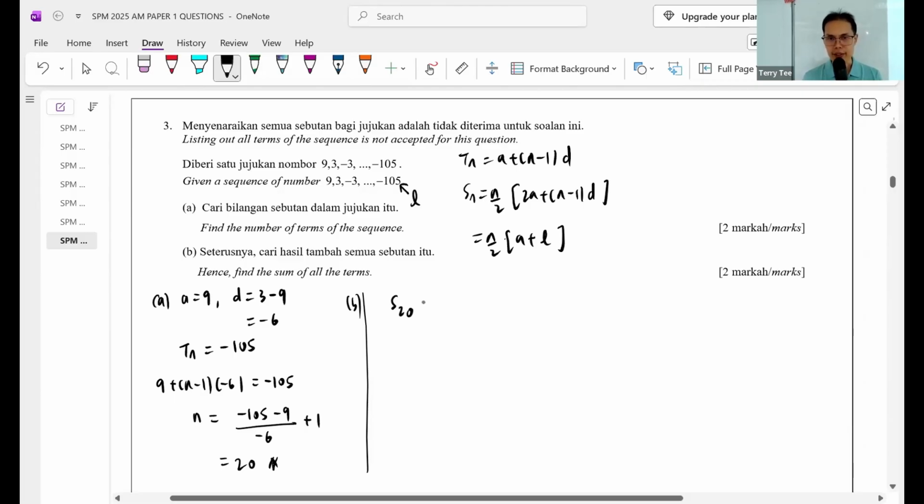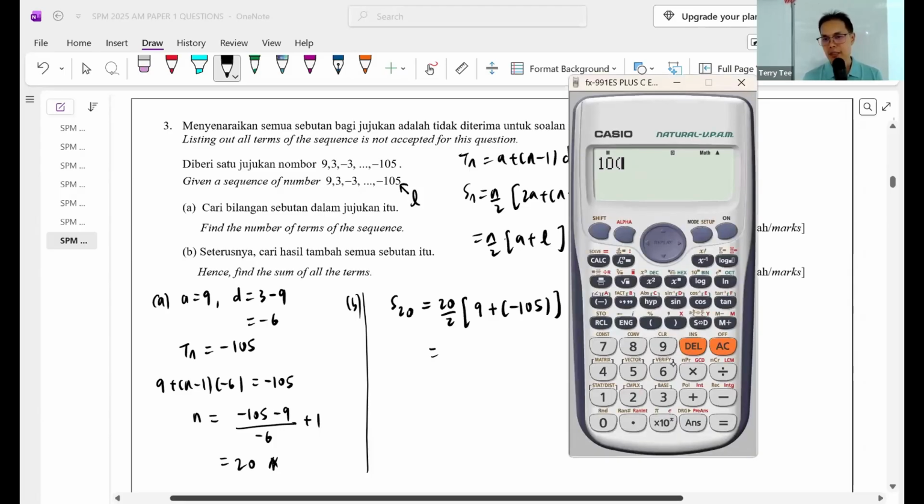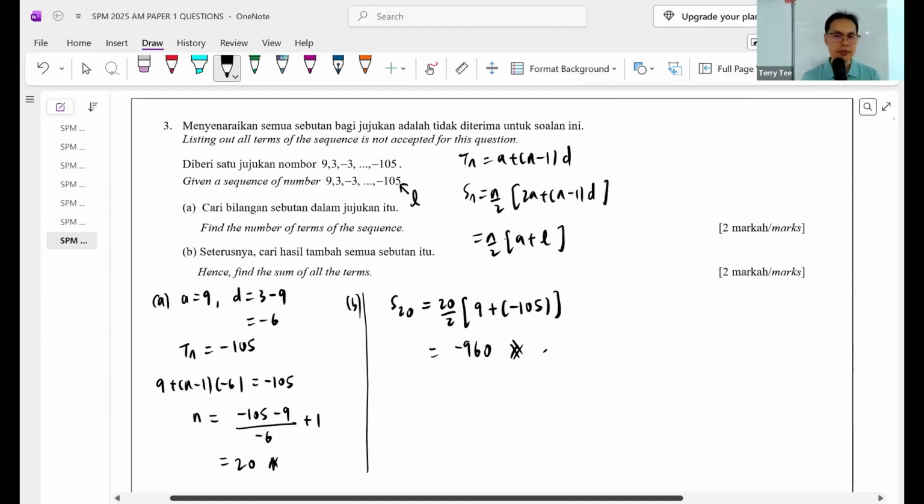So what is S20? The formula is 20 over 2. a is 9. Last term is negative 105. Okay, can we count? Actually you can count mentally. 10 times what? 96, right? Is it negative 96? You minus, okay, you don't believe me? 9 minus 105, negative 96, times 10 is negative 960, right? So you can just count mentally actually.